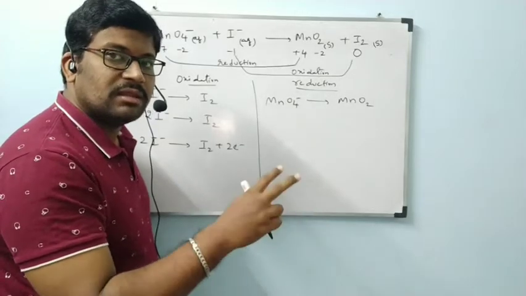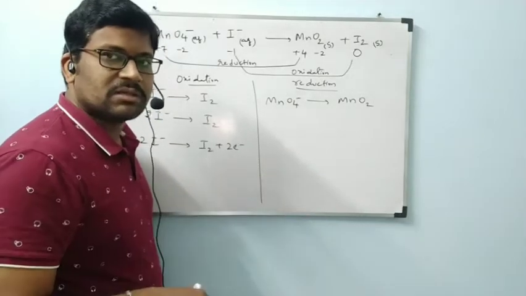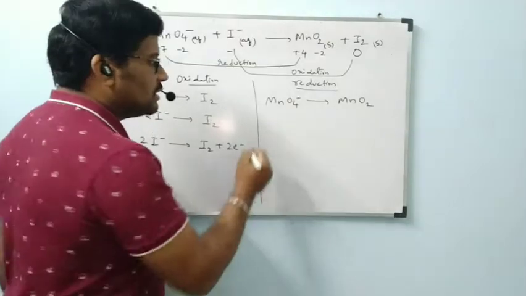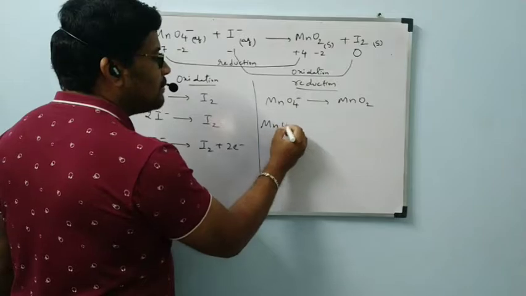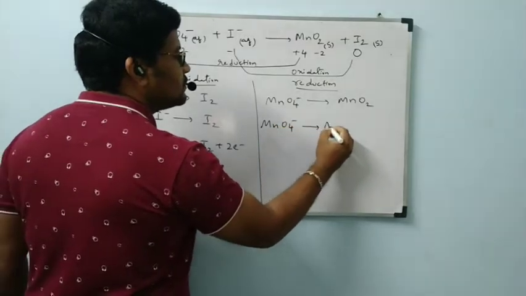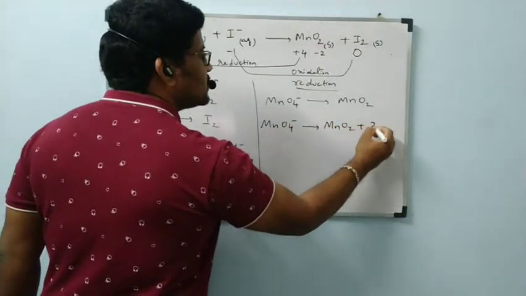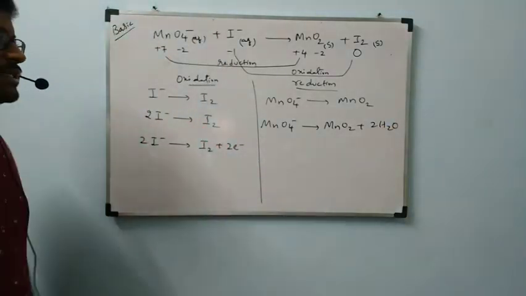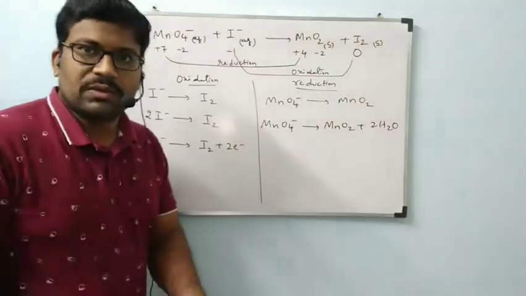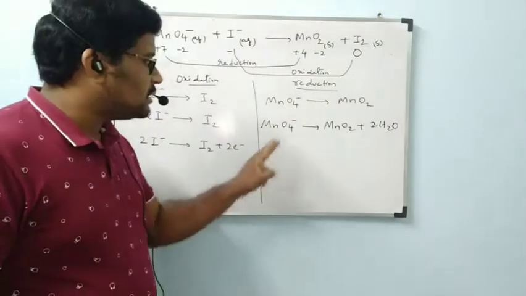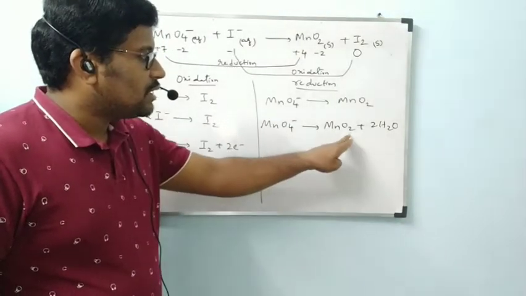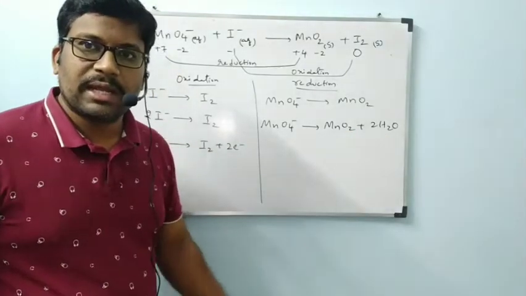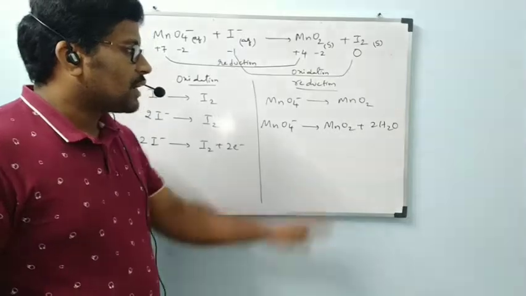So we are adding that many water molecules. This step is also common now. We are adding 2 water molecules on the right side. Then this equation will become MnO4 minus gives rise to MnO2 plus 2H2O. Now check the number of oxygens. Left side 4 oxygens are there. Right side 2 plus 2, 4 oxygens are there. Okay, clear. Now coming to hydrogens.